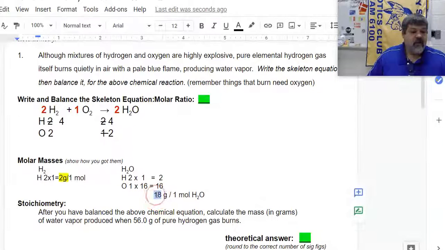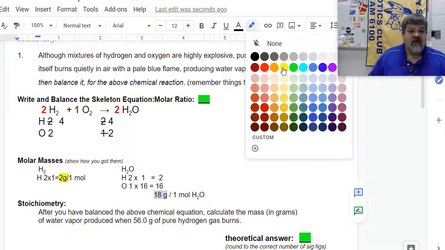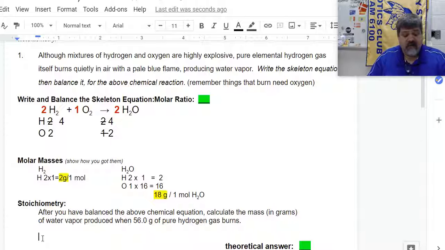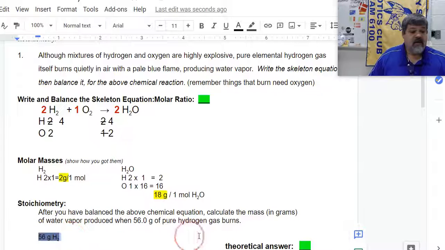Now we're going to need this number, and the other number that's highlighted in yellow, in our stoichiometry. So let's go ahead and start out with stoichiometry. As you should recall, when we start stoichiometry, we go back to our problem and ask, what is the number in our problem? In this case, we have 56 grams of pure hydrogen gas. So that's what we're going to start off with. Then we're going to multiply that by a fraction. That fraction is going to be equal to 1, and that's going to be our molar ratio.